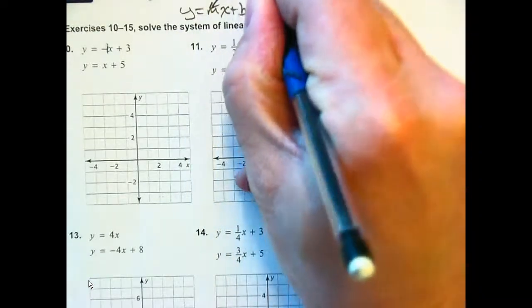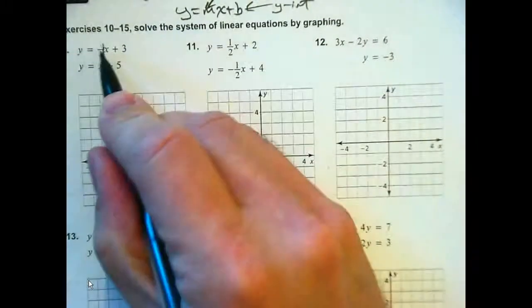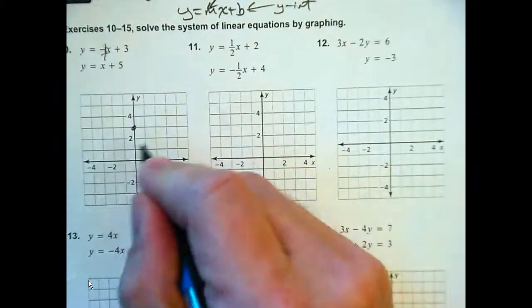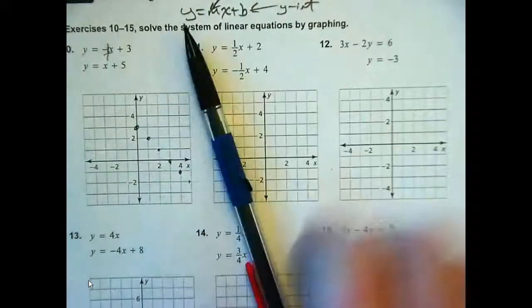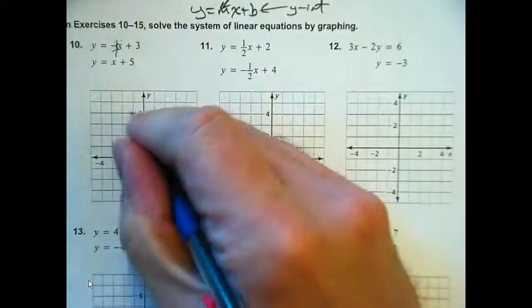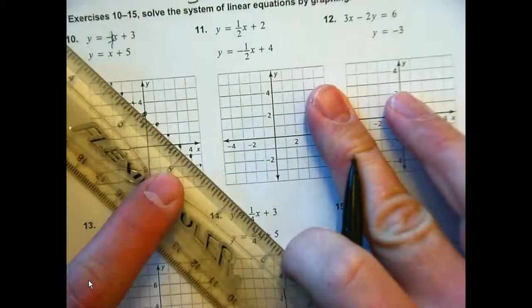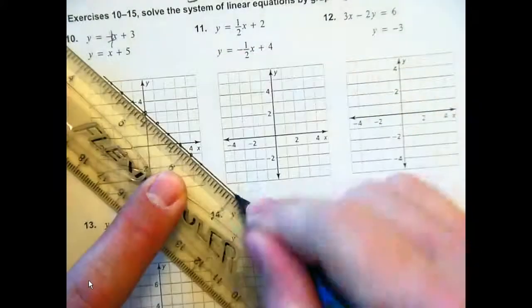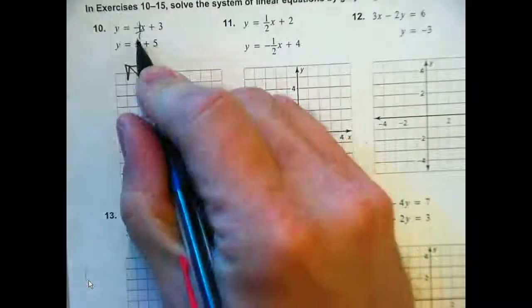Okay? Y-intercept's at 3. Slope is negative 1 over 1. So we go down 1 over 1. When you're done, double check your line. Say, hey, does it have a positive or negative slope? It's falling from left to right, so it's negative. Got our line there. Take our handy straight edge. Draw a line. And then next one.